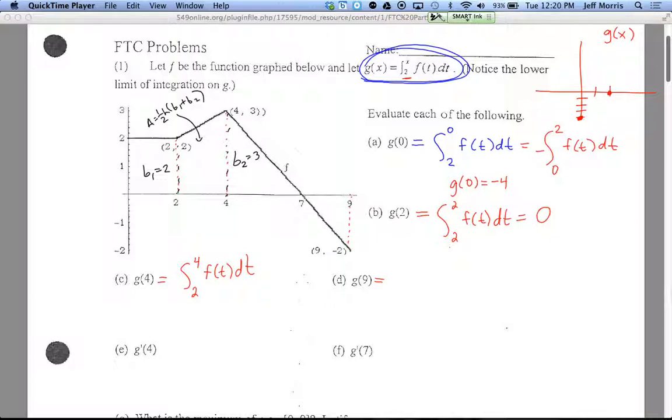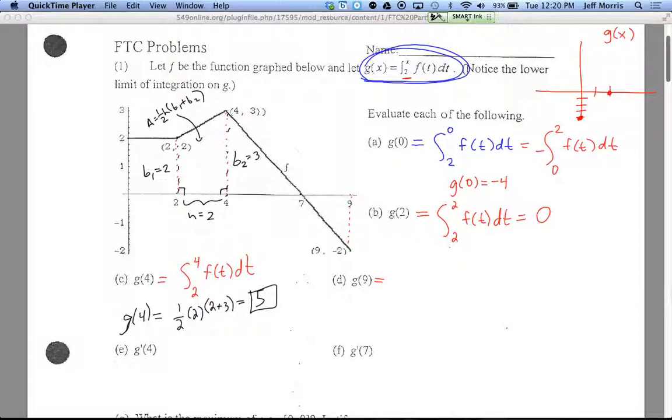What's the height? Is it the slanted side? No, it's the one perpendicular to the bases. So this right here would be the height, and the height would be 2. So to calculate this area, it'd be 1/2 the height, which is 2, times the sum of the bases, which is 2 plus 3. So you're going to get 5. The 2's cancel, so the area is 5. So G of 4 is 5.